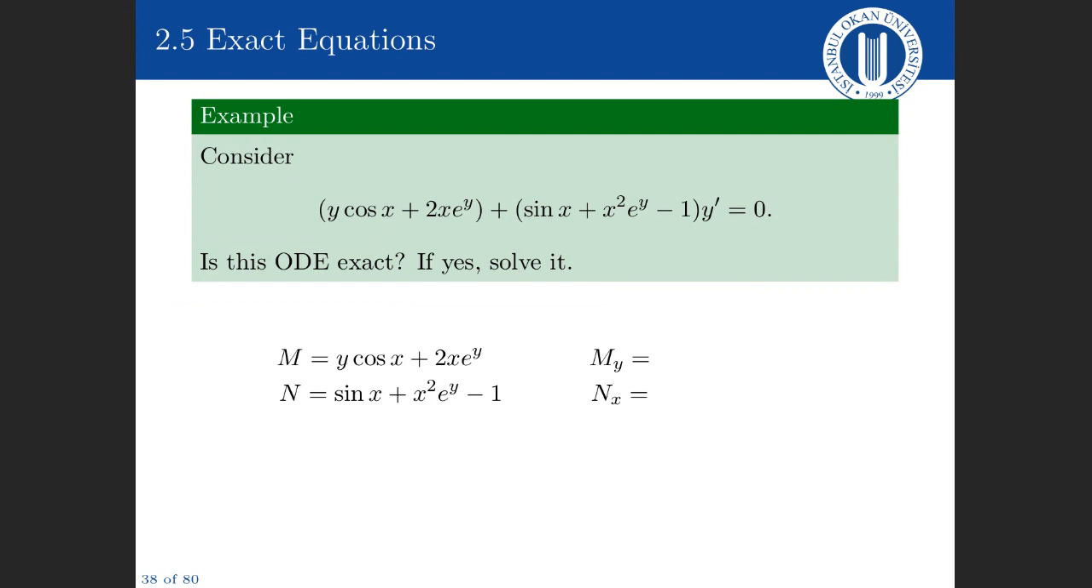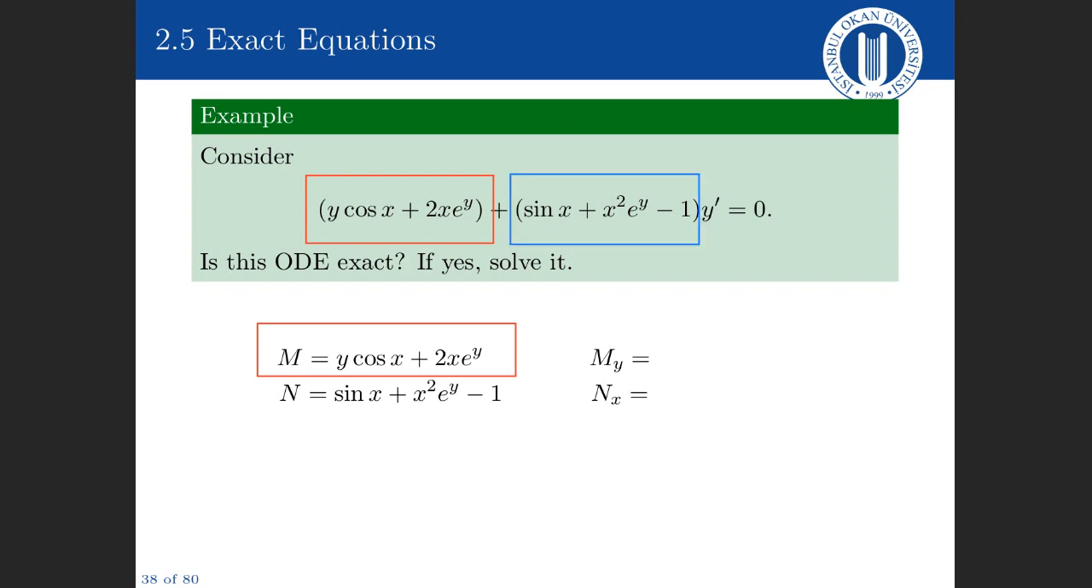So what do we do? First of all, we find M. M is y cos x plus 2x e to the power y. And we need to find N. N is sine x plus x squared e to the power y minus 1. I need the y derivative of M and the x derivative of N. If these are the same, then the equation is exact.